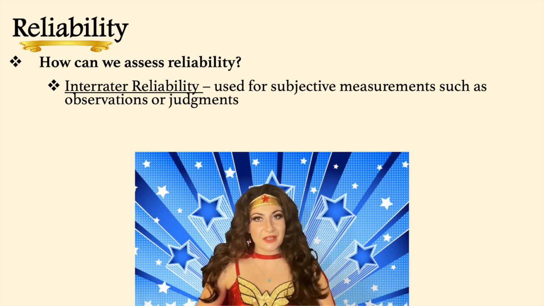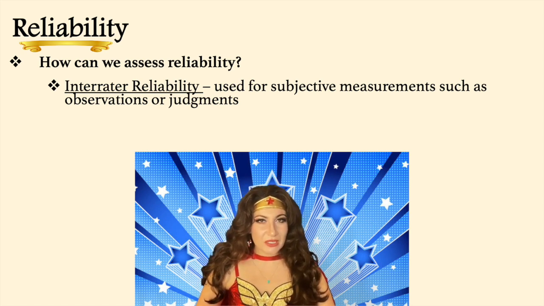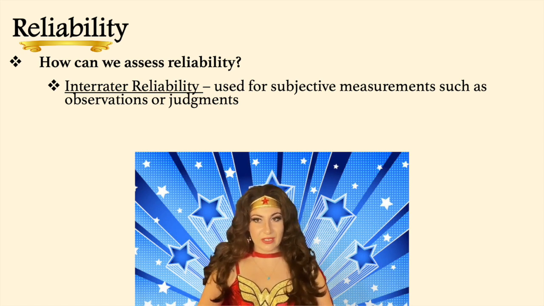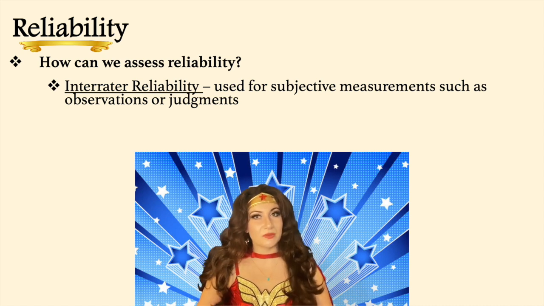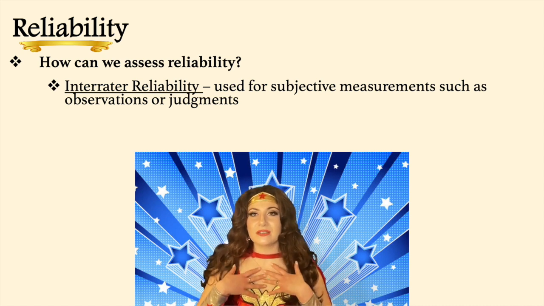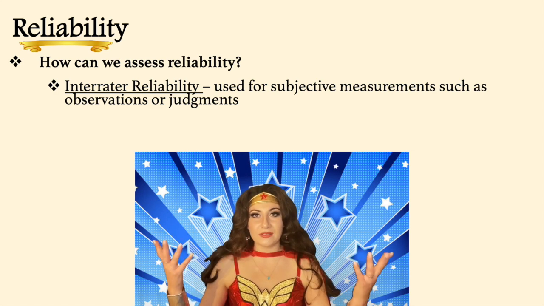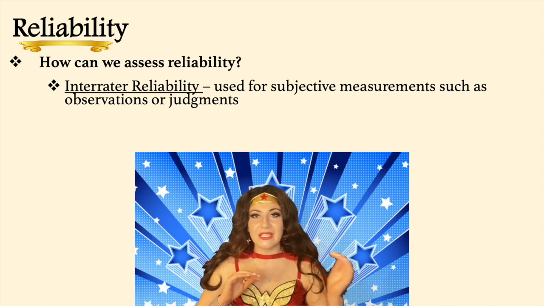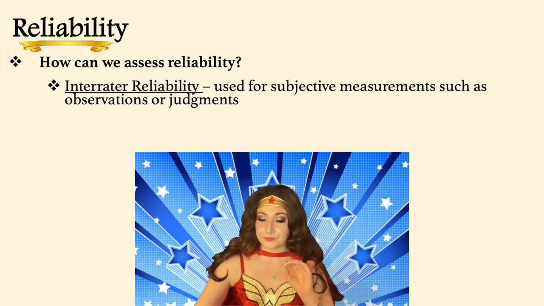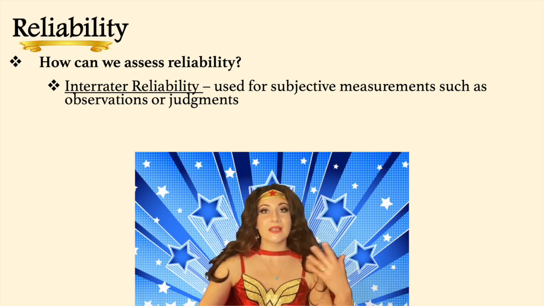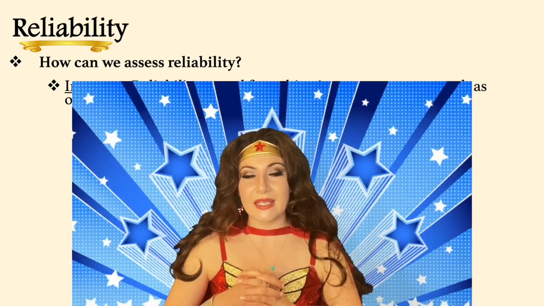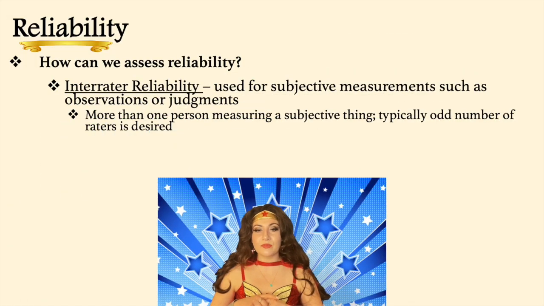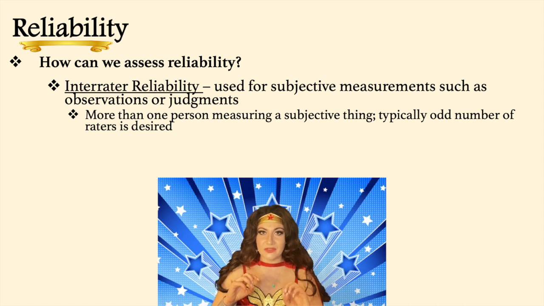Naturally, the operational definition for aggressive behavior is critical here, but you also don't want to be the only researcher making this observation because, again, as a researcher, we could be biased. And of course, our subjective perceptions can affect the objectivity of the research. So what we often do is have inter-rater reliability. Inter-rater reliability is used for these types of subjective measurements, such as observations or judgments. And in this case, more than one person is measuring a subjective thing.